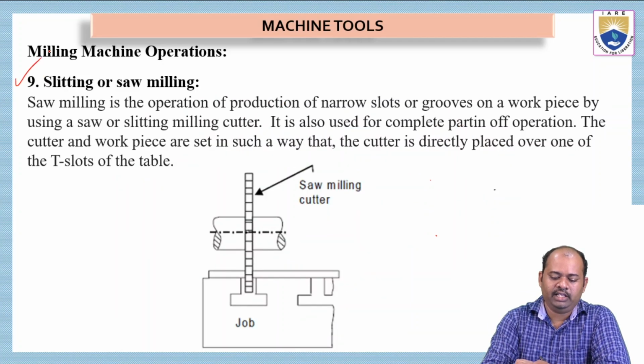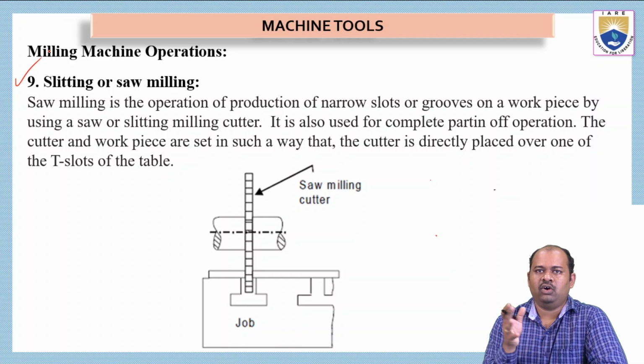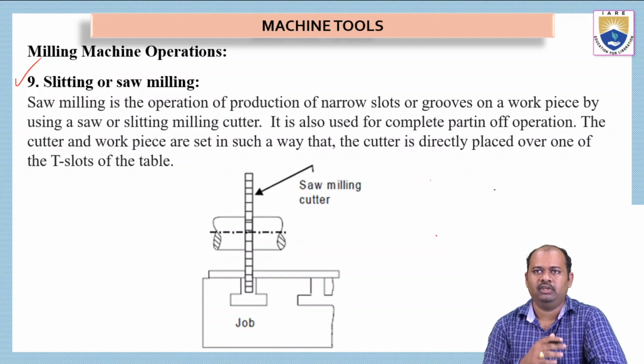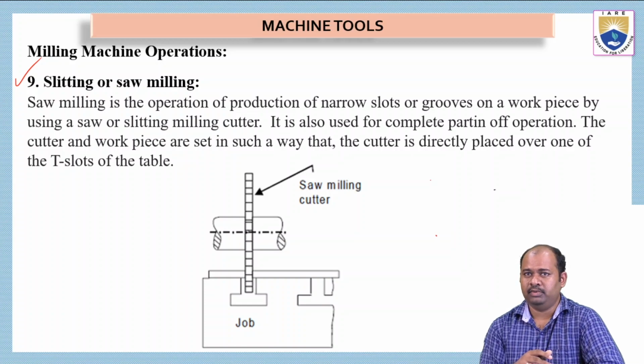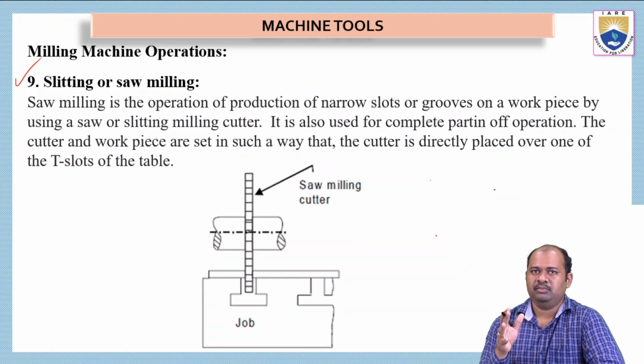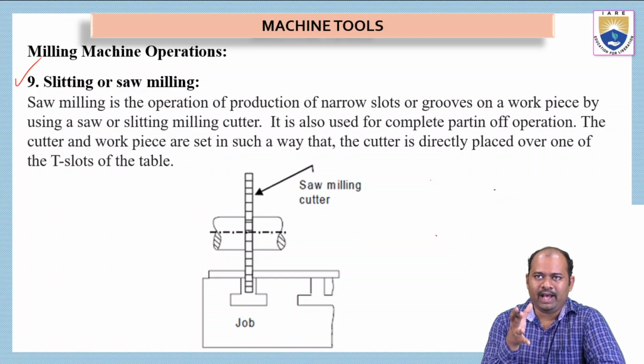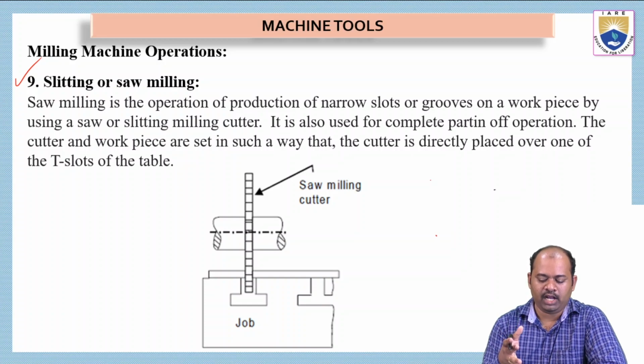And then the ninth process is slitting or saw milling. Saw milling is the operation of producing narrow slots or grooves on a workpiece by using a saw or slitting milling cutter. Remember the name of this cutter, slitting milling cutter. The slitting milling cutter or a saw is used to groove narrow slots. If narrow slots are to be made on the workpiece, then we have to use this.